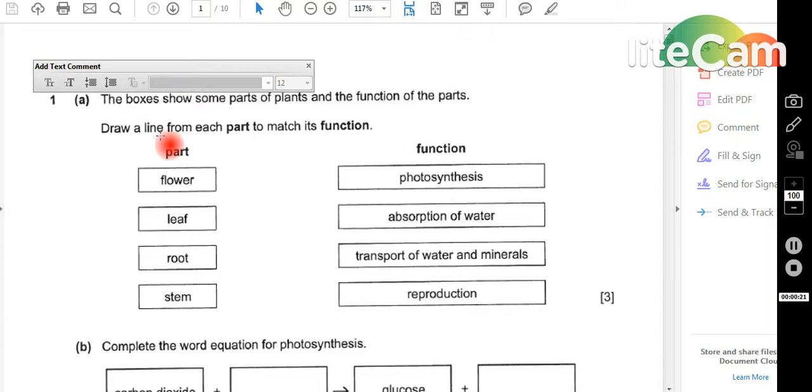Okay, so the first question says, the boxes show some parts of plants and the function of the parts. Draw a line from each part to match its function. So the flower, will the function be photosynthesis, absorption of water, transport of water and minerals, or reproduction?